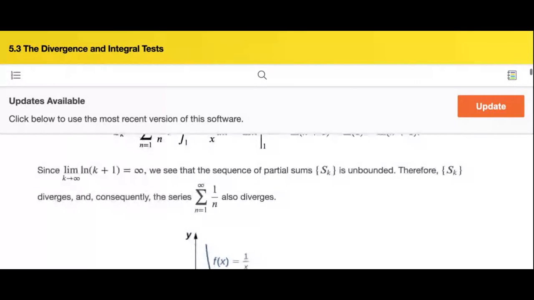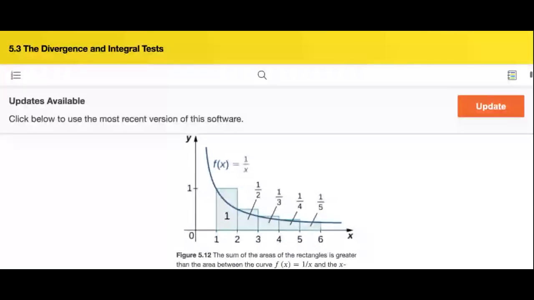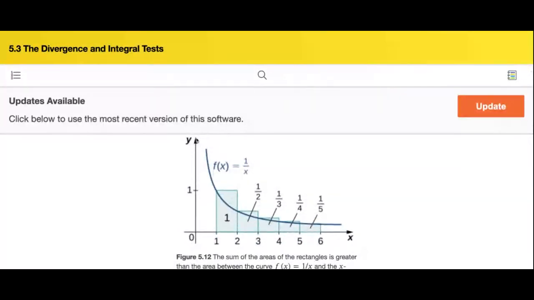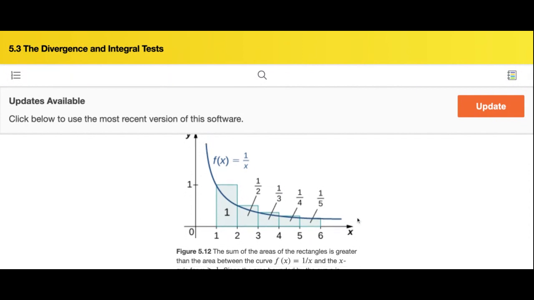All right, let's keep moving. Okay. The picture is this, right? So when we draw the picture, we see 1 plus a half plus 1/3 plus 1/4 plus 1/5 is greater than the area under 1 over x.